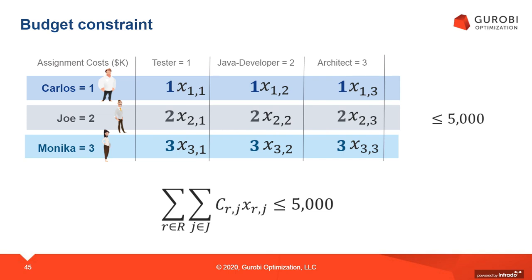So now we need to add a new constraint. In this table, we have the possibilities of assignment costs associated with the decision variables. So if Carlos is assigned to a tester job, we will need to pay $1,000. If Joe is assigned to an architect job, X_J3 will be equal to 1, and then we will need to pay $2,000. You can verify that these are the proper combinations of the decision variable and the associated assignment cost. And we need to make sure that the summation of all these possible costs should be less than or equal to $5,000, which is our budget.